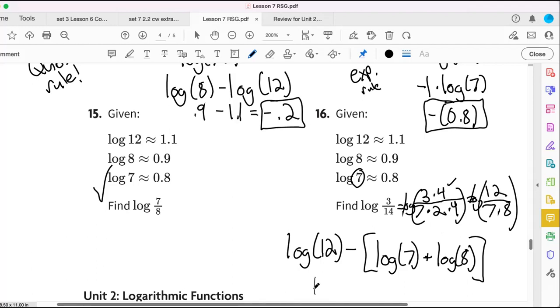And you could even run the arithmetic from here and say this is 1.1 minus 0.8 plus 0.9. And if you take this further, it's really just 1.1 minus 1.7. So negative 0.6. So luckily we were a little strategic. Luckily the numbers were easy to rewrite. Notice how 3 and 14 don't quite match what's here, but if I multiply the top and the bottom by 4, I created 12 up here and then a makeshift 8 down here, which matched what I knew.